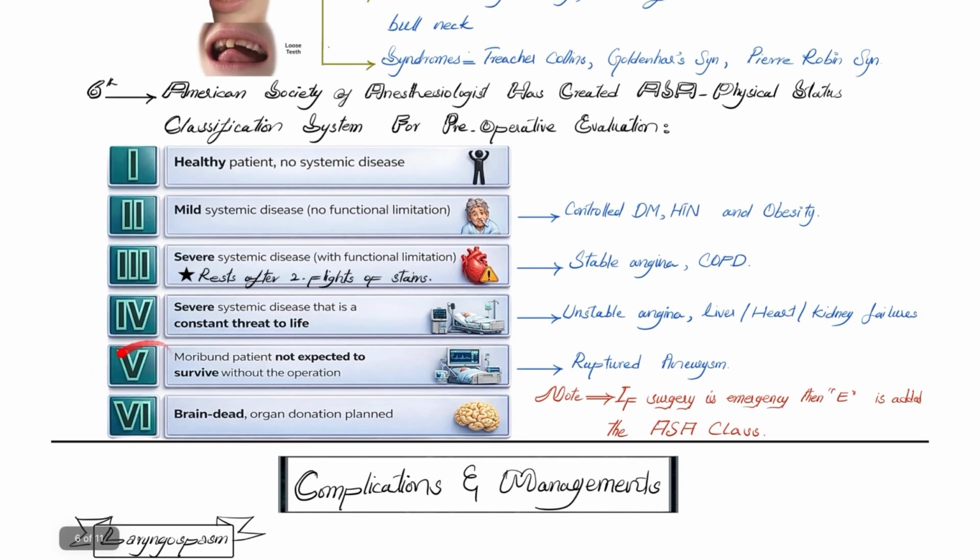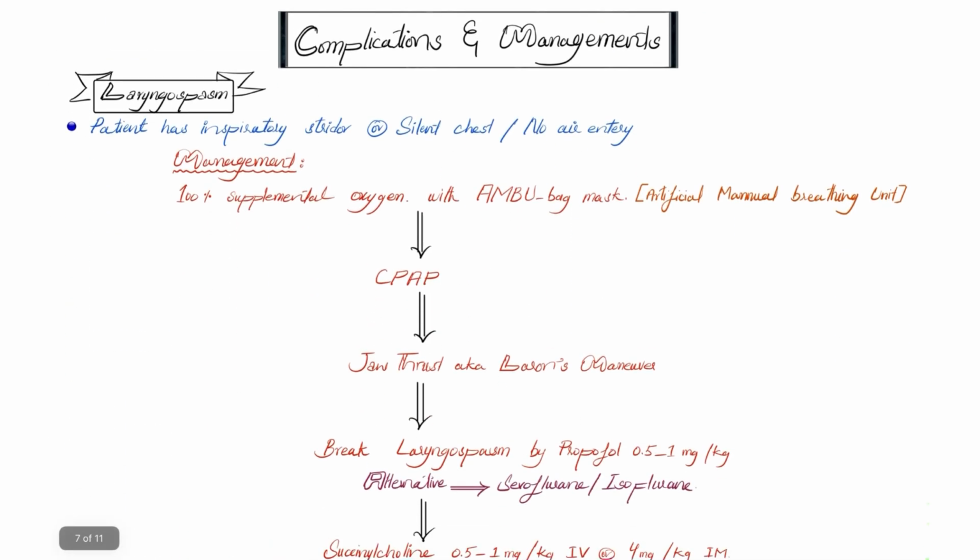In class 5, moribund patient not expected to survive more than 24 hours without the operation. An example is a ruptured aortic aneurysm. And class 6, brain dead, with a plan for organ donation. Now, if surgery is an emergency, then E is added to the ASA class. For example, if it is class 3 and surgery is an emergency, for example, acute abdomen, then along with class 3, you add E.